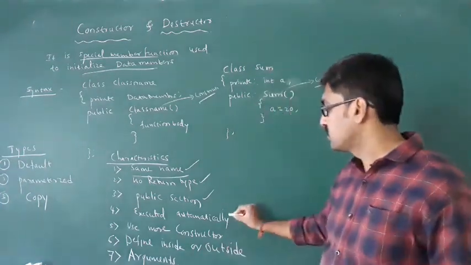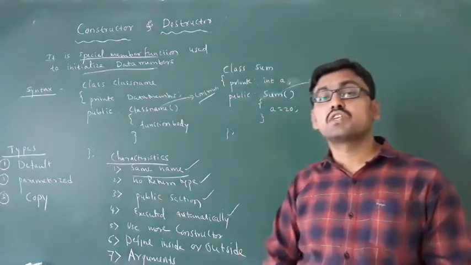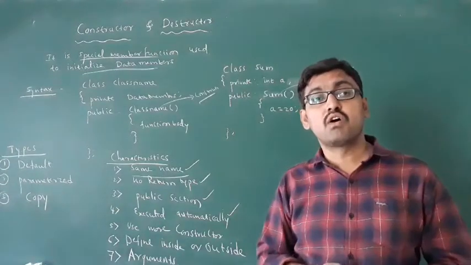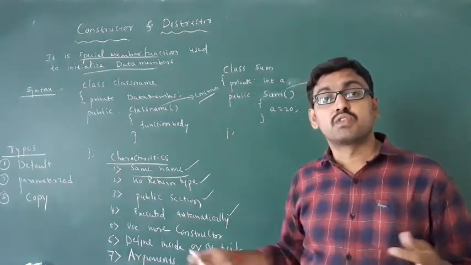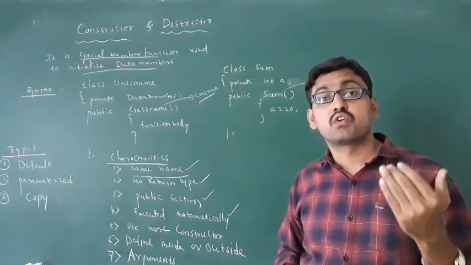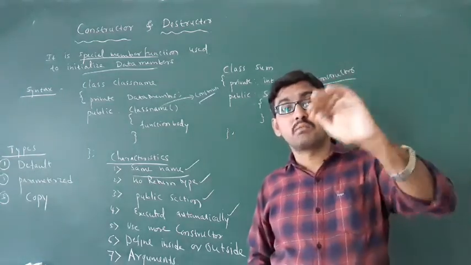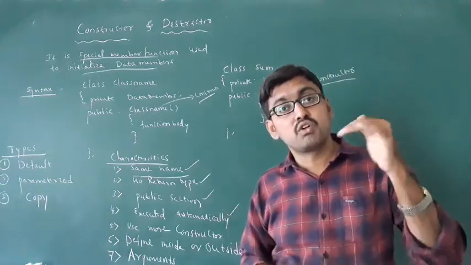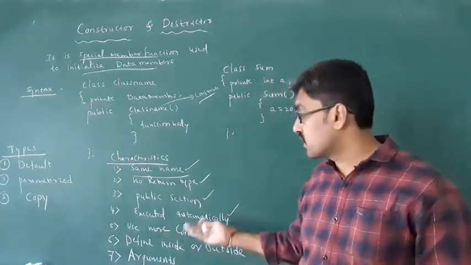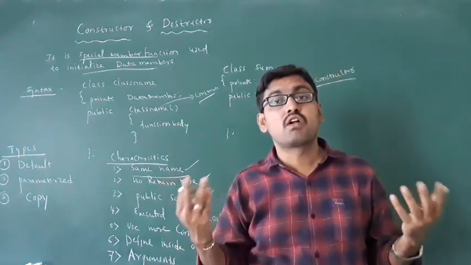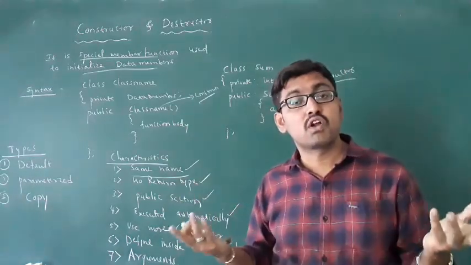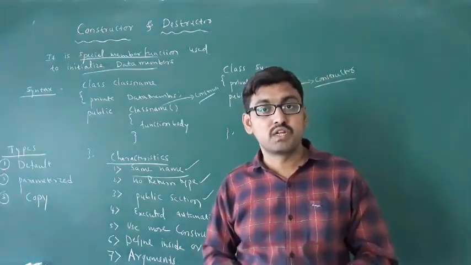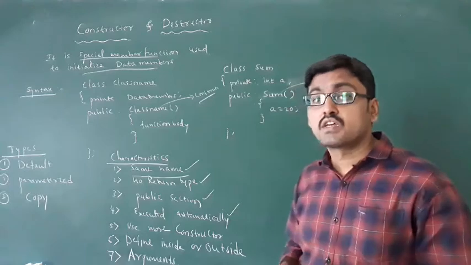Then the fourth: it will be executed automatically, without using an object, without calling it. Without using an object it will be executed automatically. For member functions, in void main you have to call them using the dot operator, but for a constructor don't call it using the dot operator. Automatically it will be executed. That is also one of the characteristics of a constructor.